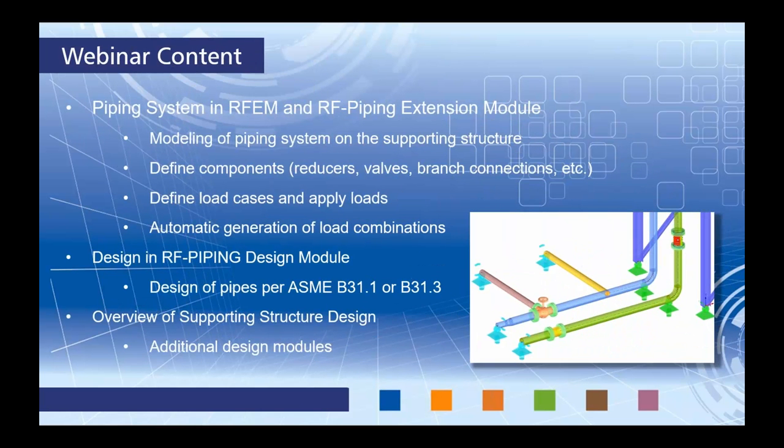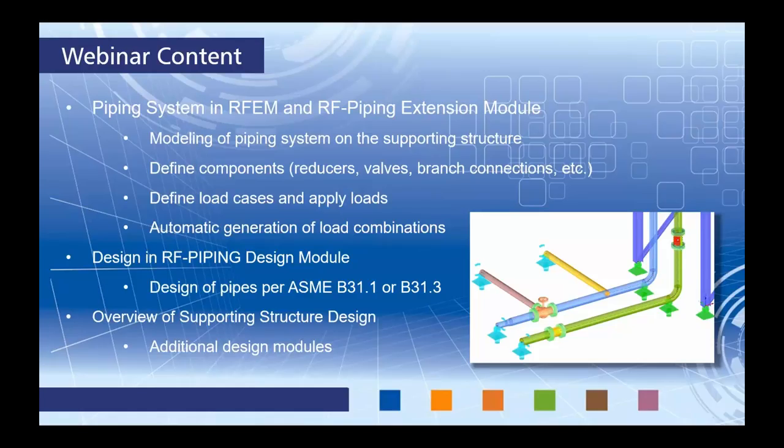So regarding the webinar content for the next hour today, we want to go through a piping system example in RFEM, also utilizing our RF-PIPING extension module. Here we'll be modeling our piping system on a supporting structure. We're going to further define components such as reducers, valves, branch connections, and a few more. We're going to define load cases and apply loads to these piping members. And we will also automatically generate these load combinations according to the ASME standard.